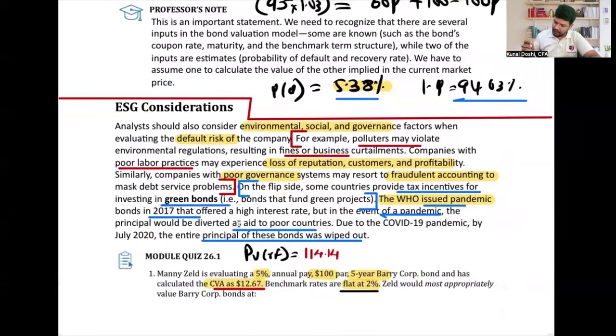Clear? There is some discussion about ESG green bonds. WHO had also issued pandemic bonds. So these are the different types of bonds issued for some specific goals. Okay, clear?